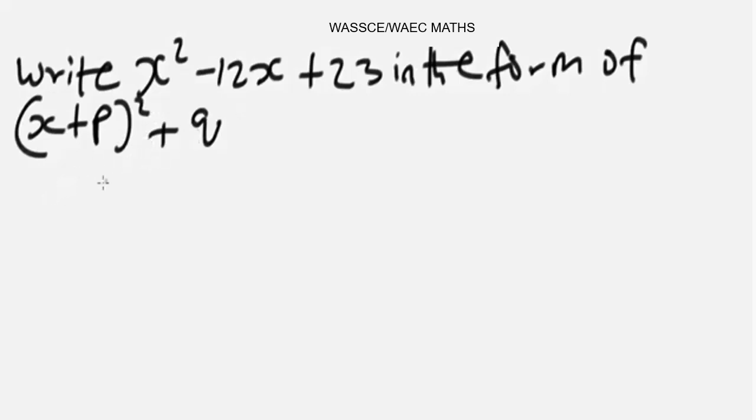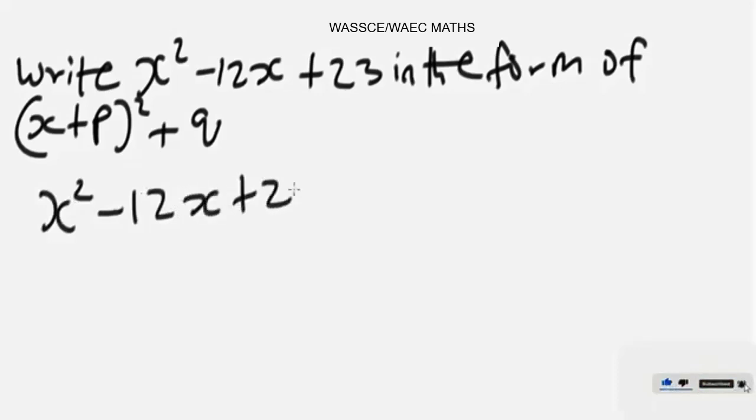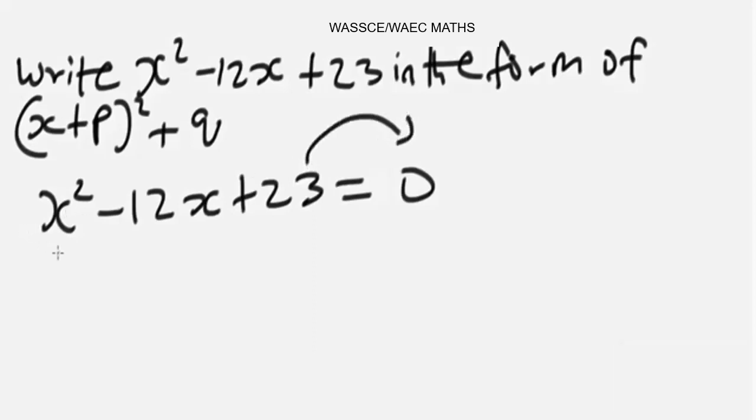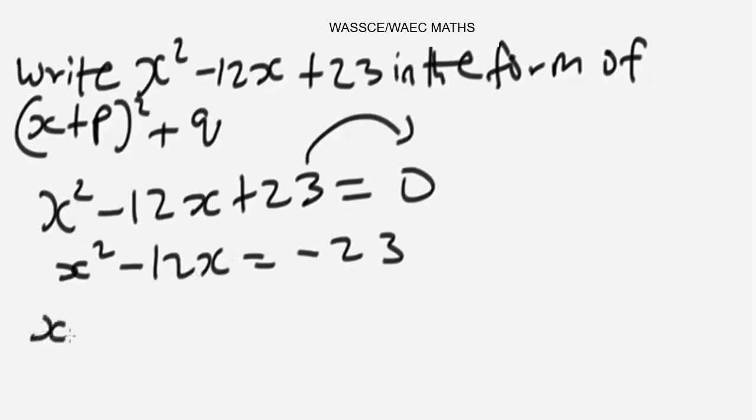Firstly, let's equate it to 0 so that it will be easier for us to figure it out. So it's going to be x squared minus 12x plus 23 equals 0. All right, so this will cross over the equality sign. We're going to have x squared minus 12x equals minus 23. Now you multiply the coefficient of minus 12x by half and square it.